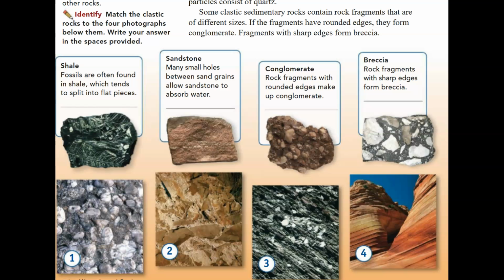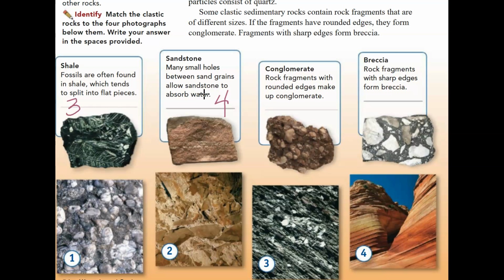Alright. So we have shale. Fossils are often found in shale, which tends to split into flat pieces. If we look at 1, 2, 3, and 4, which one looks like it is split into flat pieces? Number 3. Sandstone. Many small holes between sand grains allow sandstone to absorb water. Which one of these looks like it's made of sand? Probably number 4. The sandy hills and dunes.